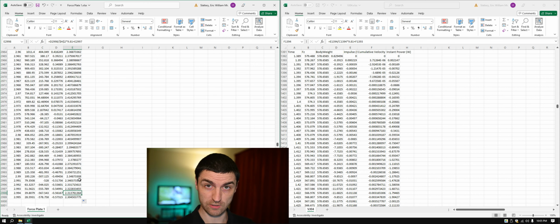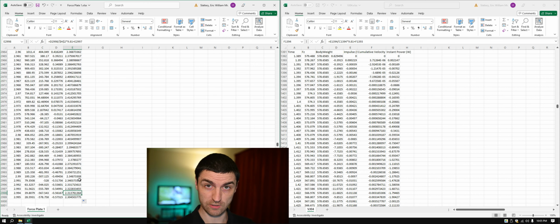So the velocity, this is in meters per second, is actually just going to be the max from this one. That's okay, the formula will fix itself. So 2.41, 2.42-ish meters per second. Cool.